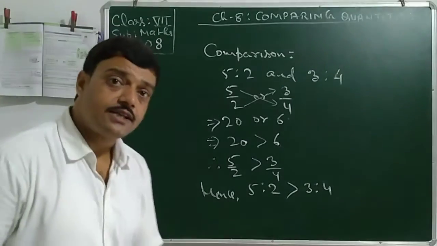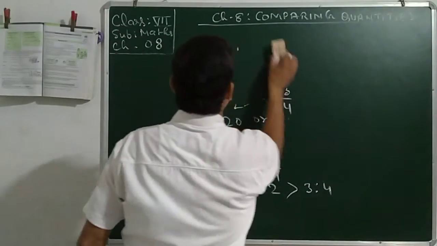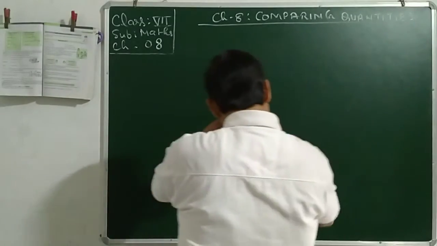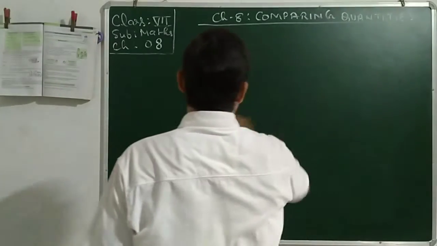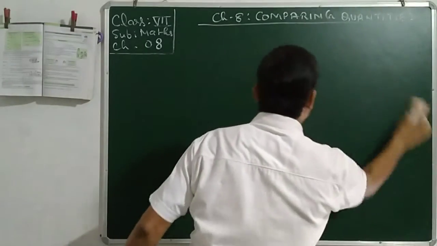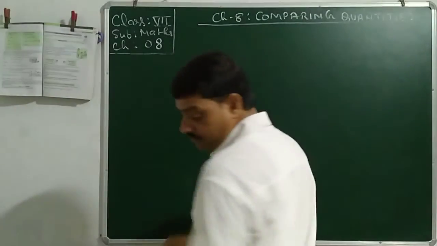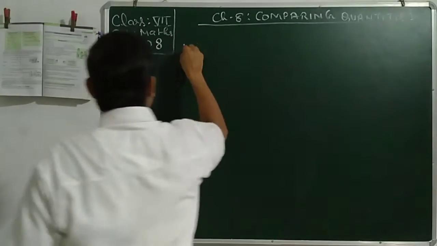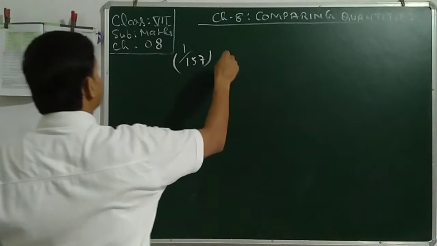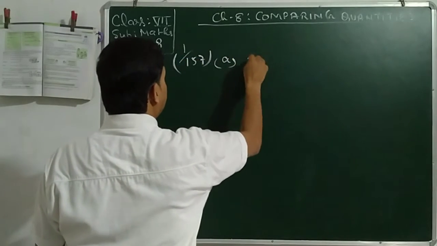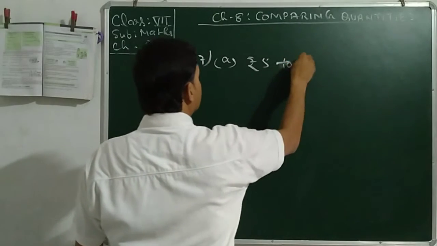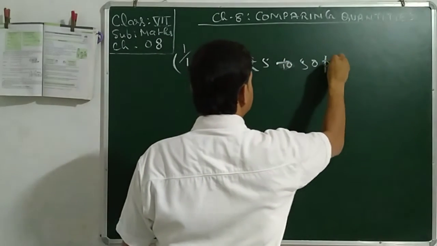Turn to exercise 8.1 now. See, in exercise 8.1 several sums are there. Now you can solve these sums. In the first one you are asked to find the ratio of rupees 5 to 50 paise.